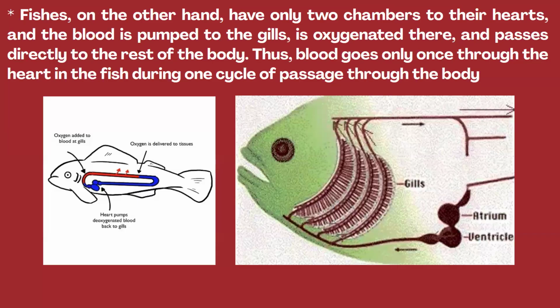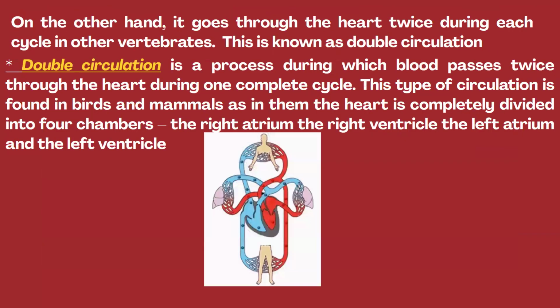Whenever the fish takes water through the mouth, it reaches the gills, where the dissolved oxygen is utilized by the gills, and that oxygenated blood reaches each and every part of the body, and the deoxygenated blood enters into the atrium and ventricle, and that deoxygenated blood comes out here.